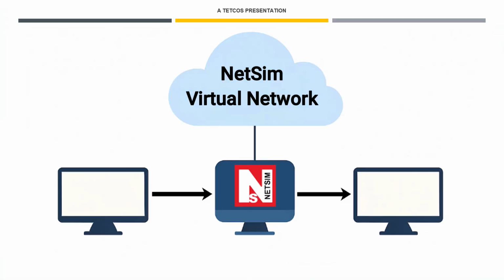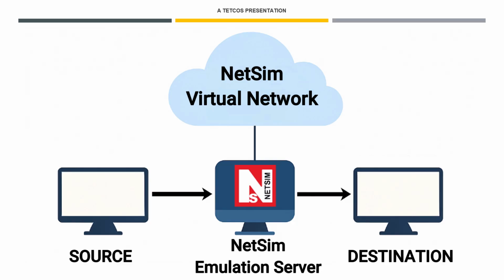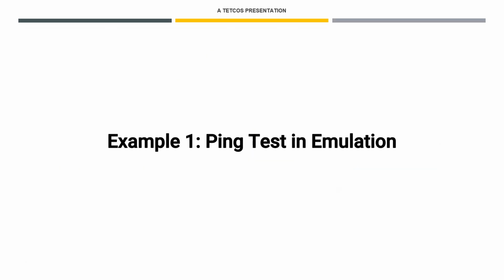For this demo, we'll be using three systems, where one will be the source, another will be the destination, and in between, a NetSim emulation server that creates the virtual network. We'll start by running a simple ping test from the source to the destination.